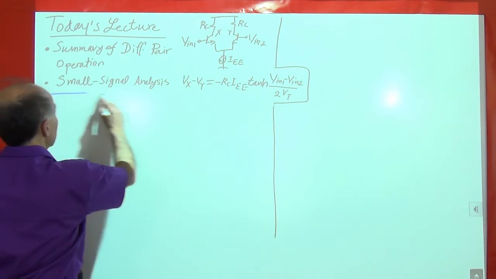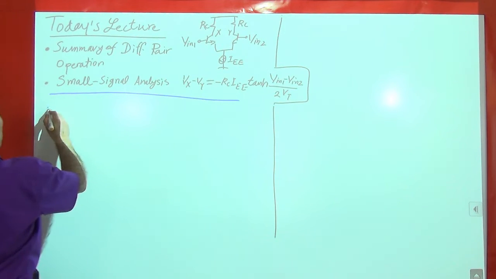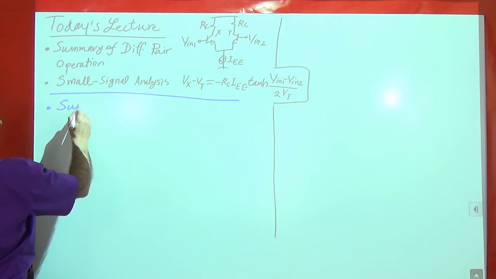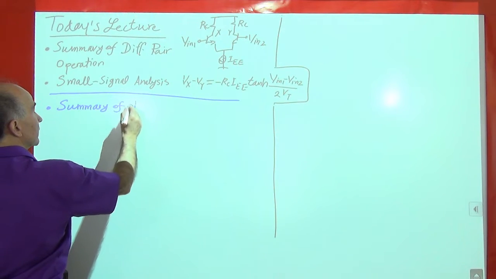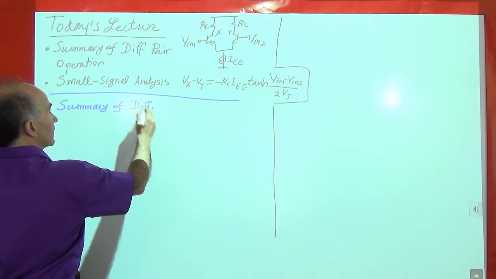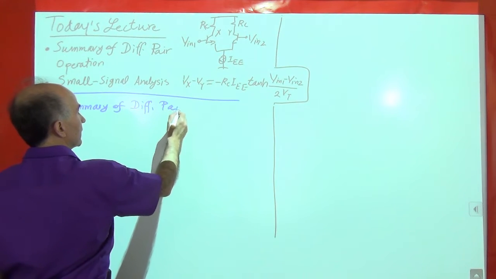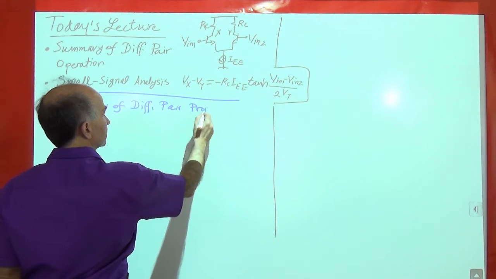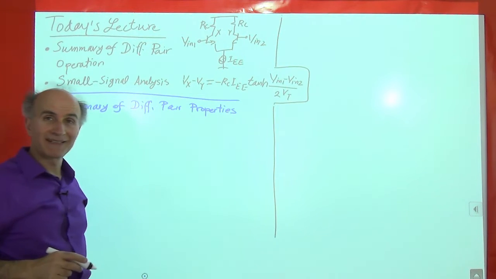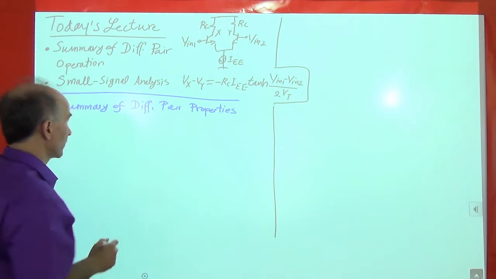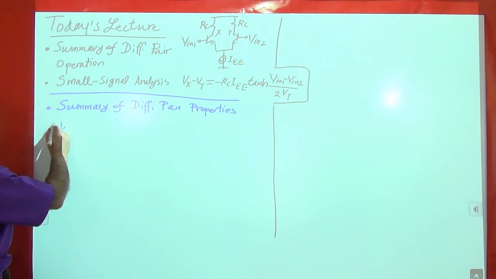All right, so today we'll just do a quick summary of these properties so that they're all clear in our mind. Summary of diff pair properties. Again, at a high level, without going into details yet. All right, so here are some observations that we made.